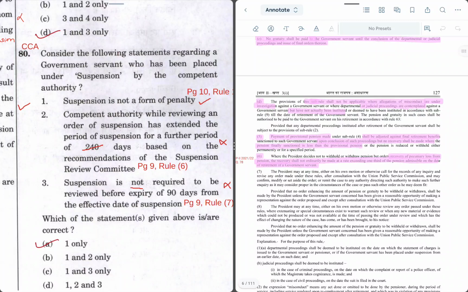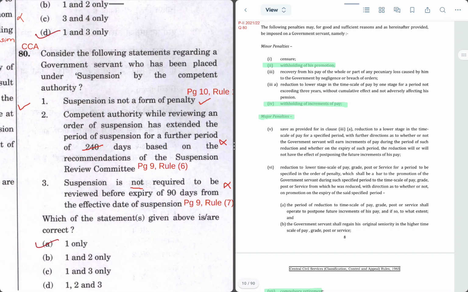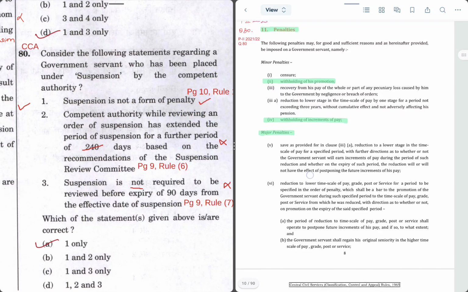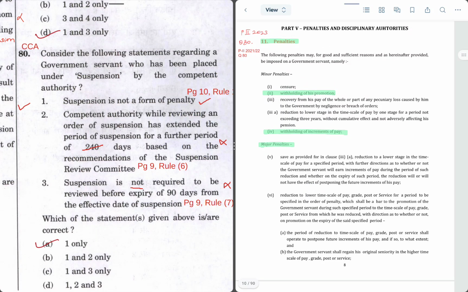Now the next question is question number 80. Consider the following statements regarding a government servant who has been placed under suspension by the competent authority. So I'll again open the PDF on CCA rules for greater clarity. Statement 1 says that suspension is not a form of penalty. So yes, in the list of major and minor penalties in Rule 11, suspension is not mentioned, and suspension is not a form of penalty.